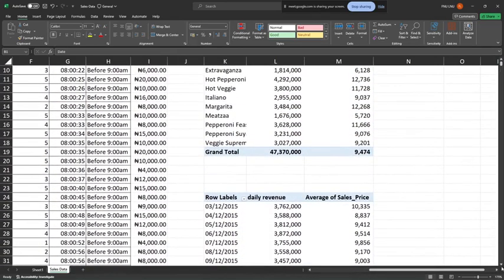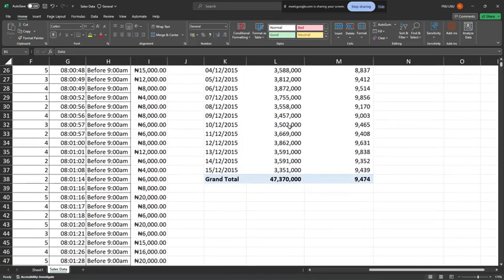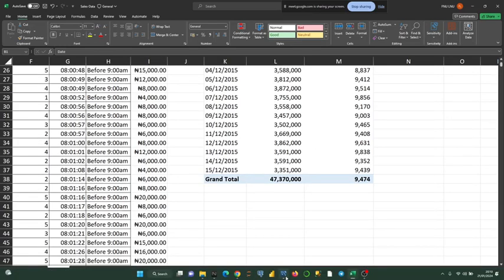Now, I want you to see these two totals as two different things. One is as a result of the pizza that was sold, and one is as a result of the days that the transactions were made.